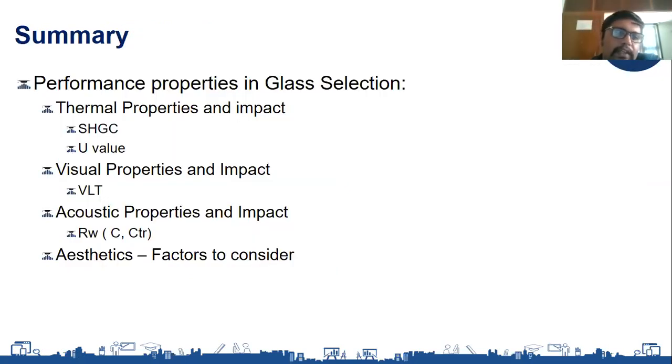So we saw different aspects. I come to the end of my presentation. Thermal properties: solar factor and U value. The visual properties: VLT. Acoustic properties: RW, C and CTR. And aesthetics: the internal and external reflection. So these are all the different factors you need to consider while selecting glass for your facade.